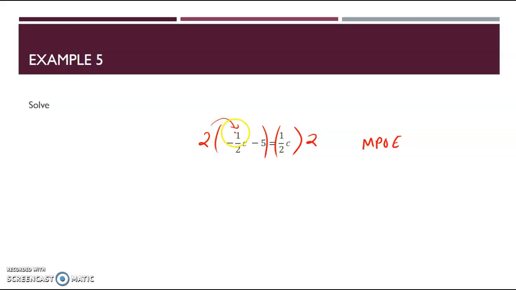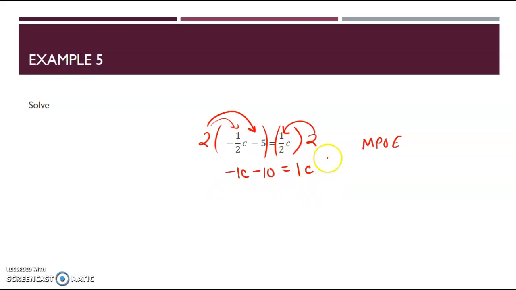So 2 times a negative 1/2, so positive times negative is negative, and 2 times 1/2 is 1, or half of 2 is 1, so we have a negative 1c. Now I'm going to take 2 times the negative 5, which will give us a negative 10, equals, and then again 2 times 1/2 is 1c. So that was that multiplication property of equality.